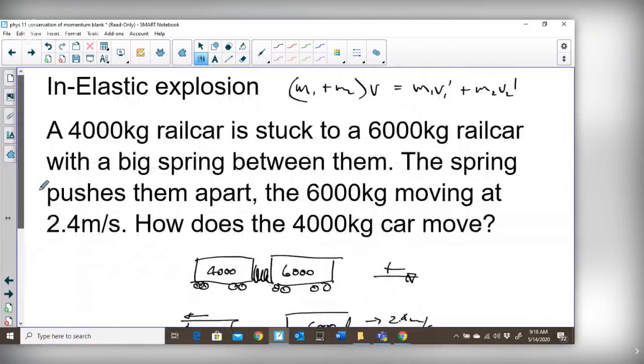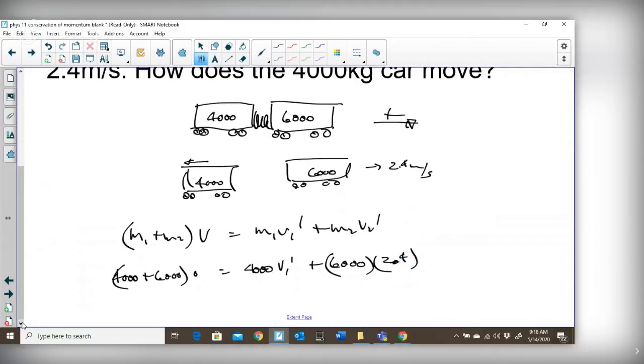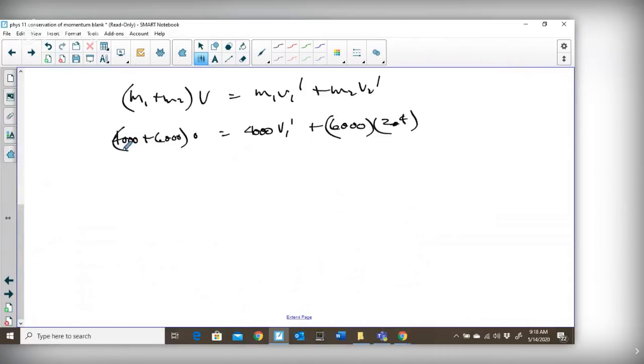Well, the idea behind this is that they're not moving. So our velocity is equal to 0. And so then we're going to have our 4,000 v1 prime plus, then we have our 6,000 times our 2.4. So 4,000 plus 6,000 is 10,000 times 0 is equal to 0.